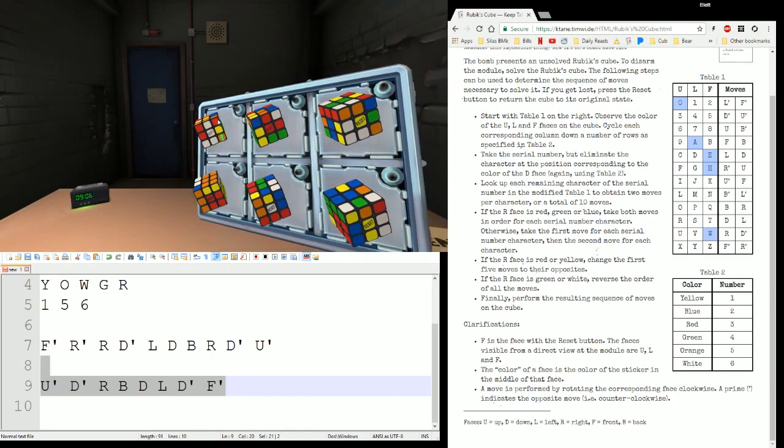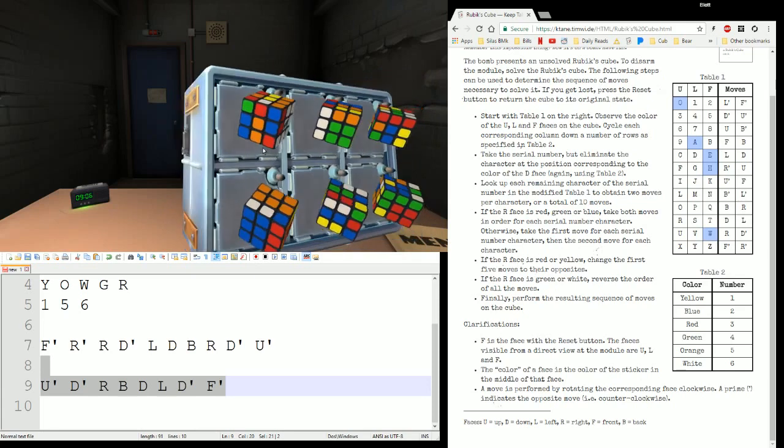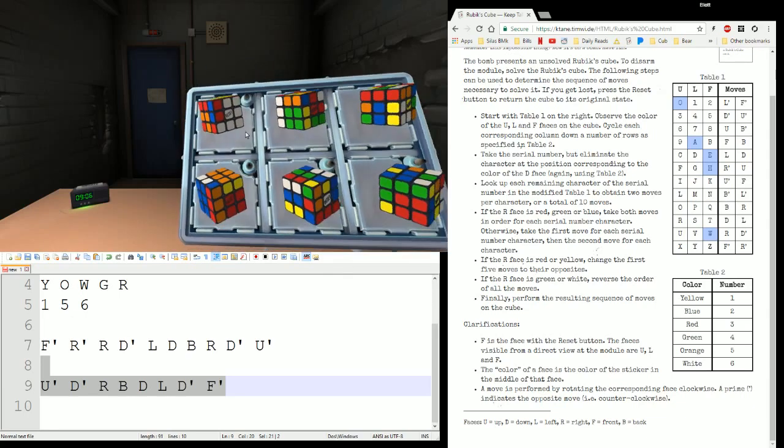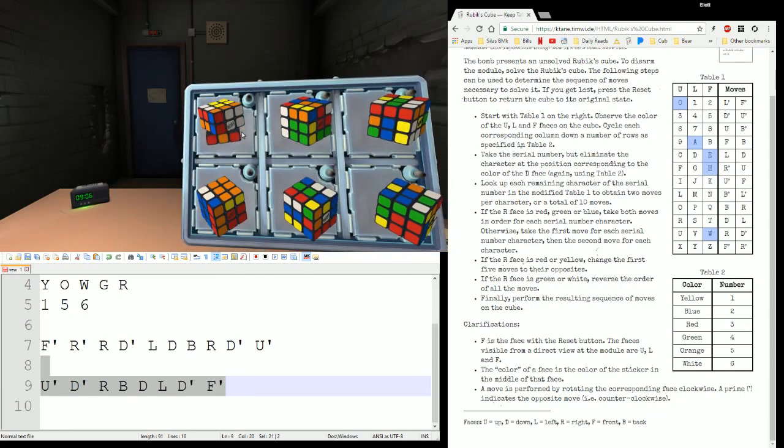R. And I'm intentionally showing the sides. You don't have to be showing a side when you actually rotate it. B. D. L. D prime. And F prime. And there we go. And that, my friends, is Rubik's Cube.